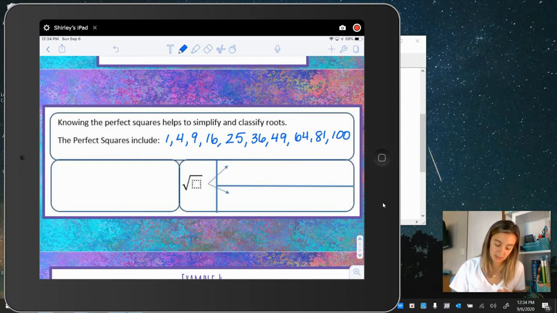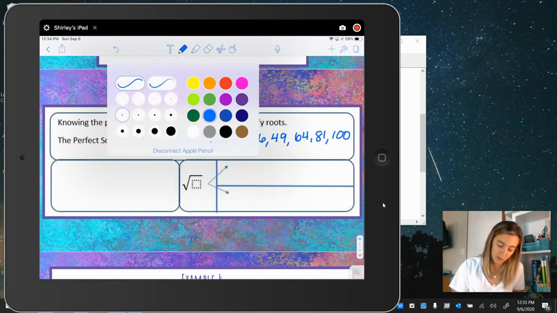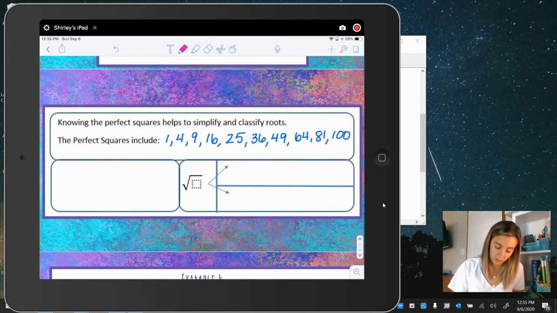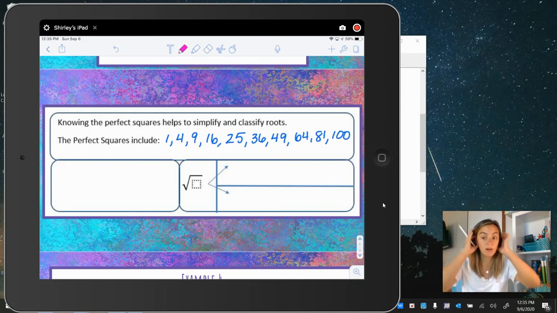Again, perfect squares means if I take the square root of it, square root is whenever you figure out what number times itself gets you something else. So perfect squares means if I take the square root, I get whole numbers. So square root of 4 is 2, square root of 9 is 3, square root of 16 is 4, and so on and so forth. So if you see the square root of a perfect square, that's always going to be a rational number because it's one of our whole numbers. We get into irrational numbers whenever you're taking square roots of something that are not perfect squares.